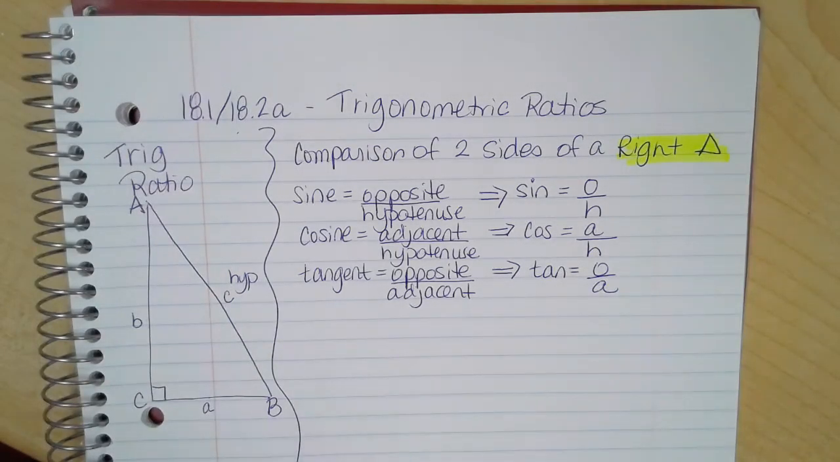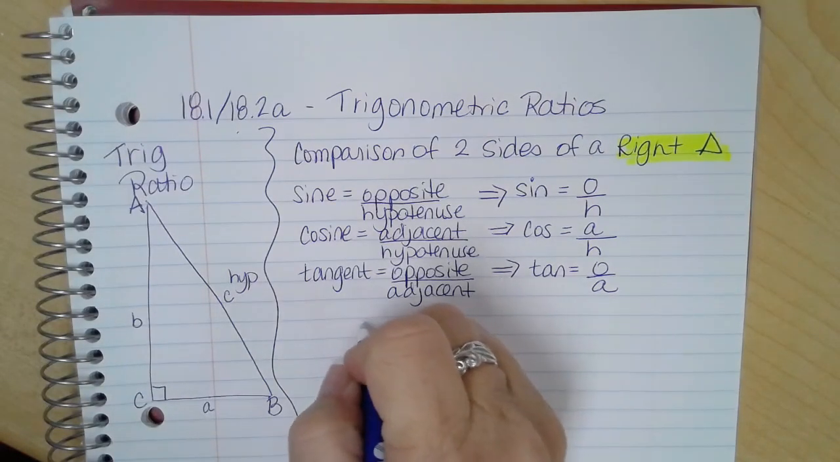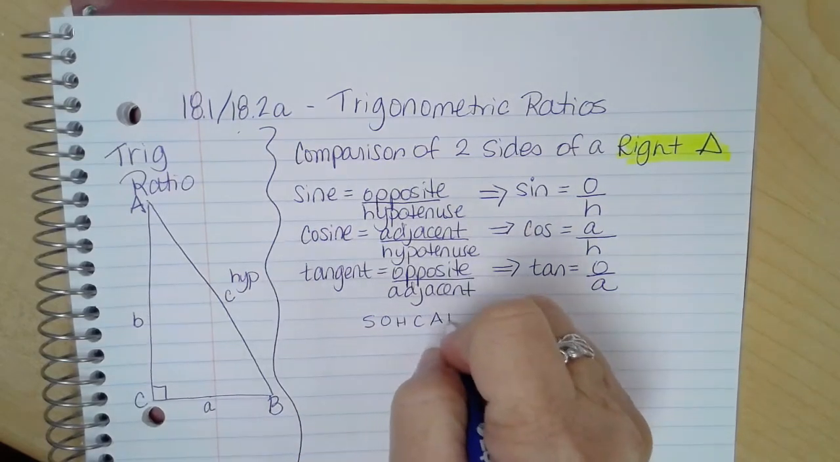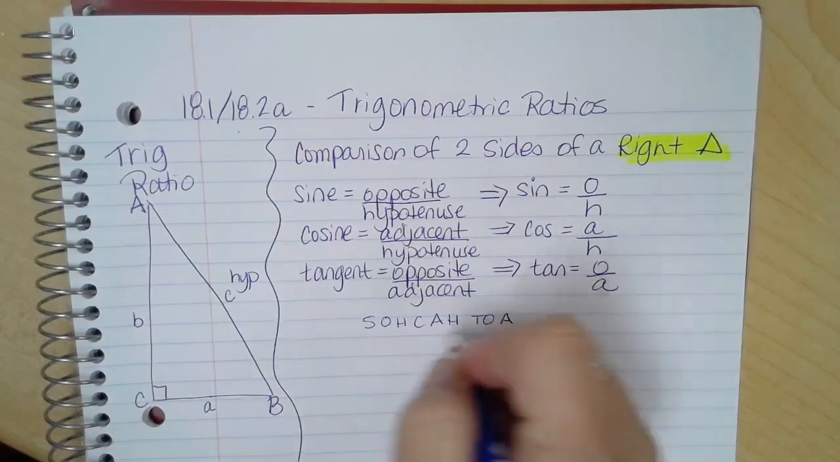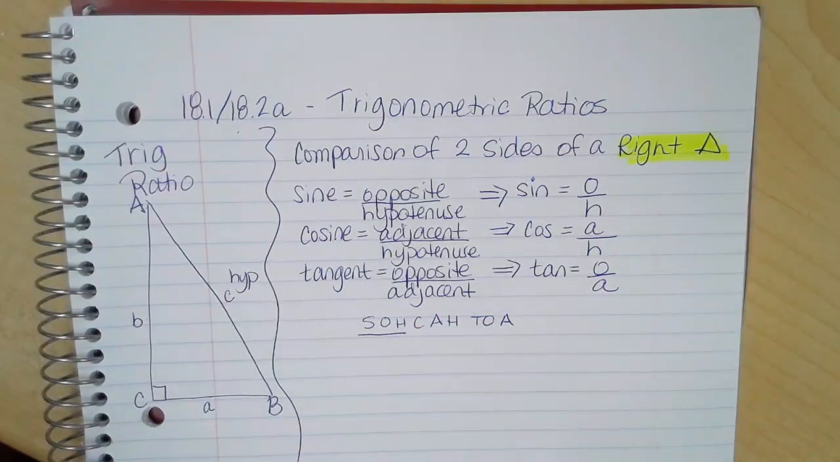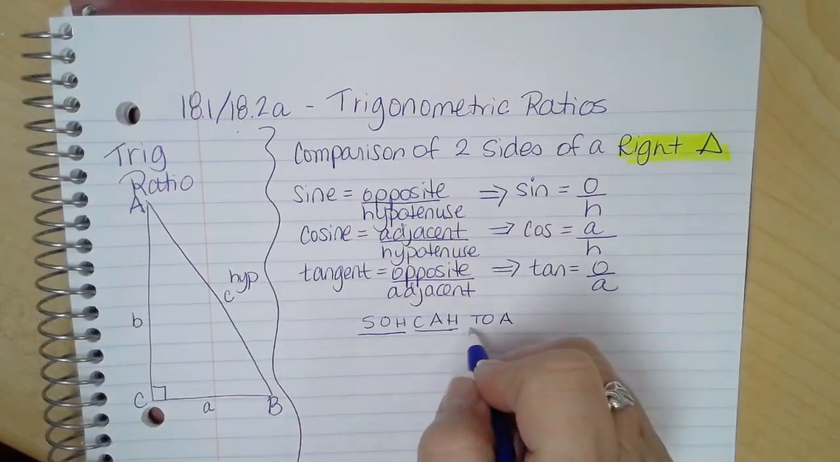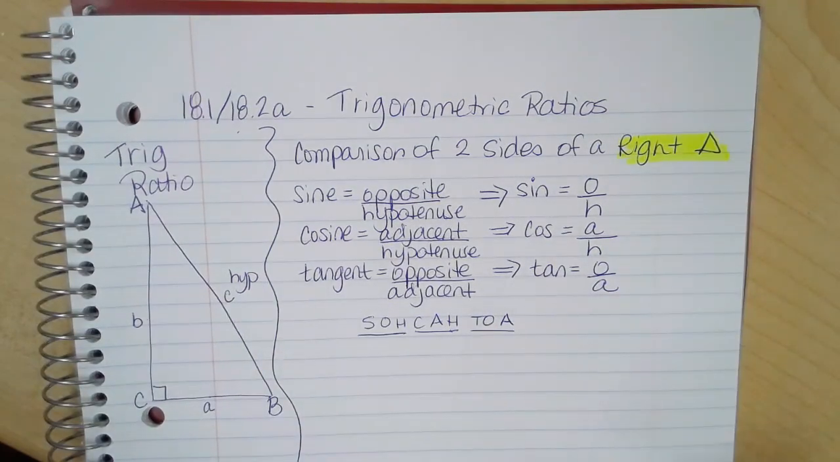Now that we have that, a quick memory device so that you can remember this is SOH CAH TOA. Sine is opposite over hypotenuse, cosine is adjacent over hypotenuse, tangent is opposite over adjacent. SOHCAHTOA. It's just a memory device so that you can remember it.